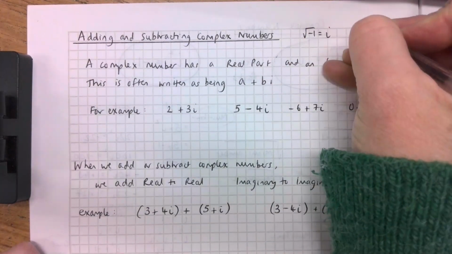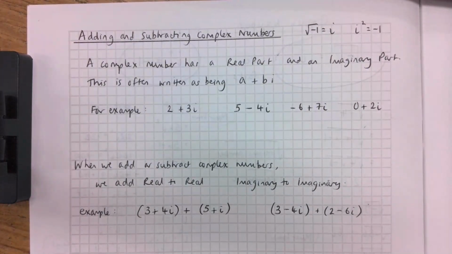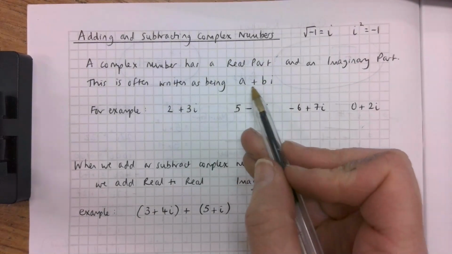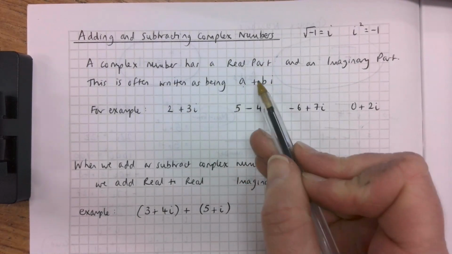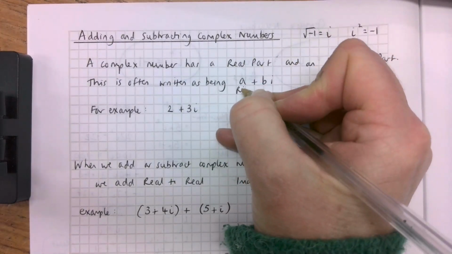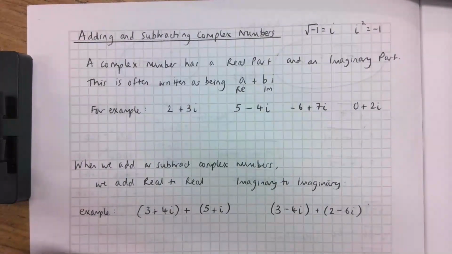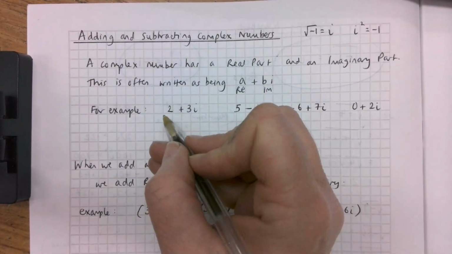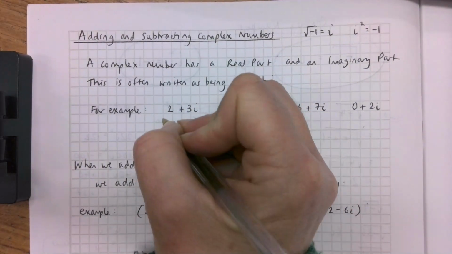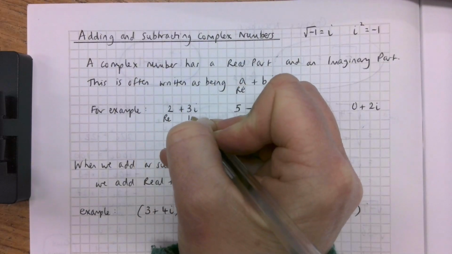and we know that i squared is -1. That's fine. We've also realized that a complex number has a real part and an imaginary part. And I know this sounds like the Marvel universe, but you just have to stick with me. This is often written as a + bi. In other words, a real part and an imaginary part. So this is the real part, and the bit with the imaginary part has the i. The bit without the imaginary part is the real part. So for example, in this example here, this would be the real part and this would be the imaginary part.